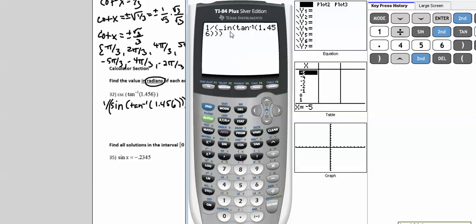So I have 1 over the sine of all of this. Let's see what it tells us. Alright, so it tells us 1.213, and it does not tell us how to round these answers. I'm just going to round them to the 10th place because that's how it's done on the answer key. So I'm going to write 1.2 for this one.